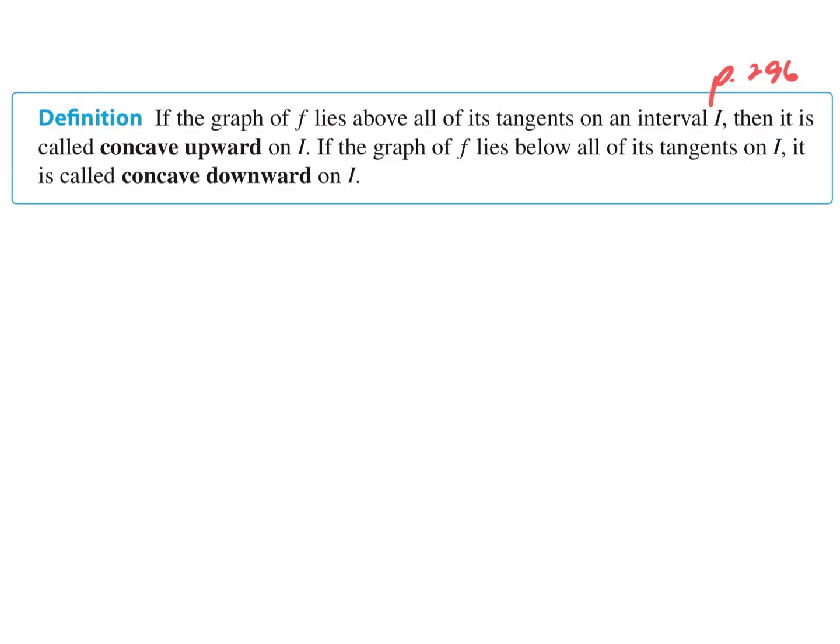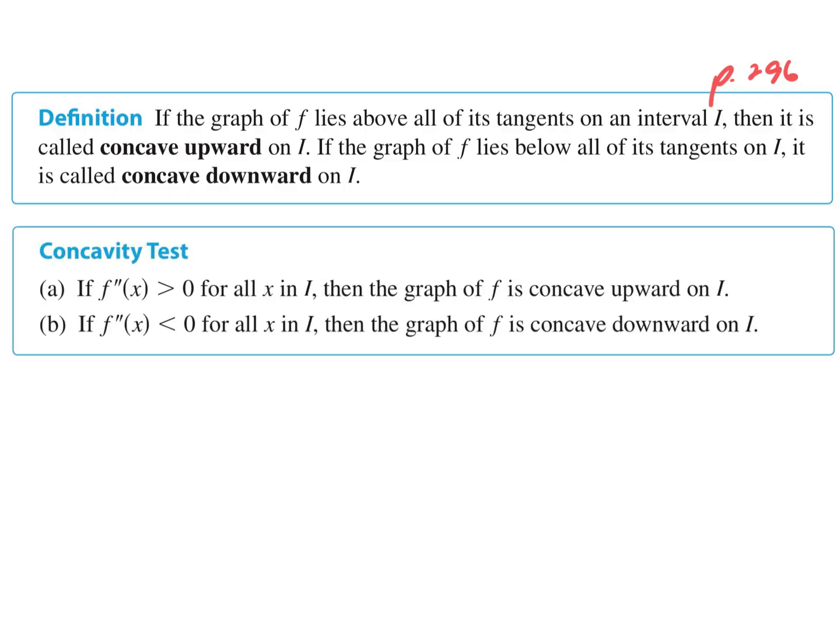All right. So if the graph is above the tangent lines, if the tangent lines are below the graph, it is concave up. If the graph is below the tangent line, or the tangent lines are above the graph, then it's concave down. Okay, so that concept is not different. This concept will be different.